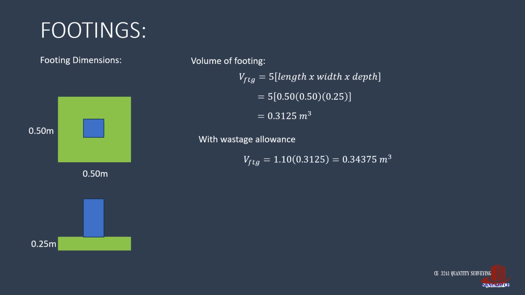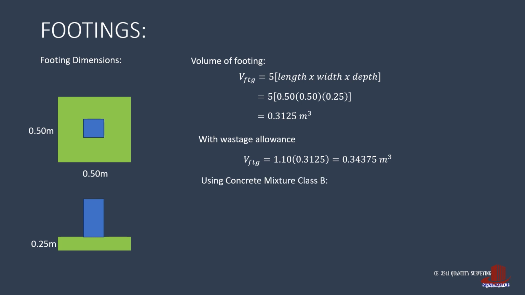Thus, the required volume for footings is 1.1 of 0.3125, and that gives 0.34375 cubic meters. This is the volume we use for the quantities of concrete.